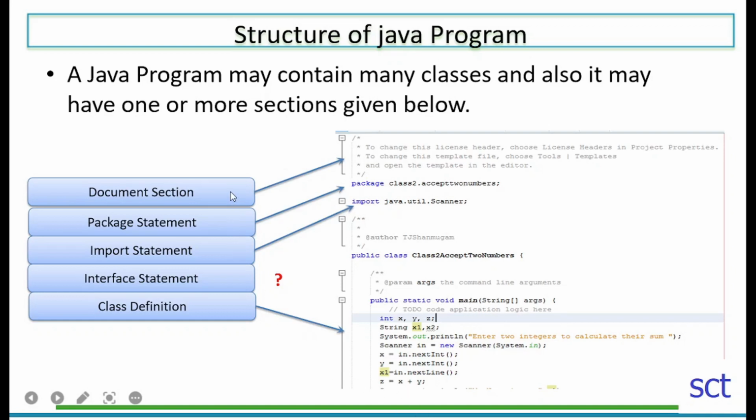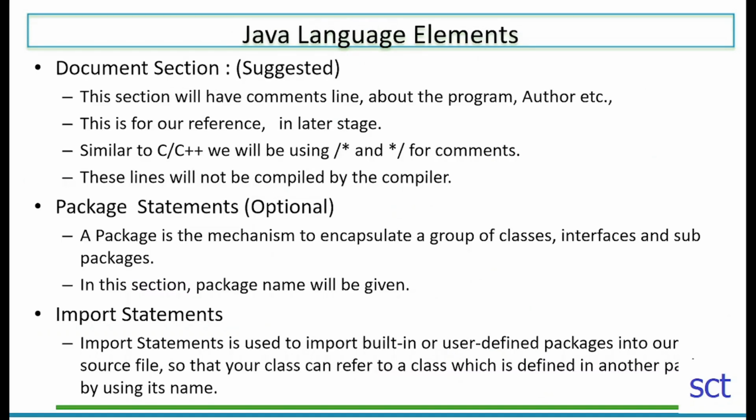So these are all the structure of a Java program: document section, packaging section, import statements, and interface statement. Of course, the interface statement is not written in this program. We will see about this one in future videos. And then next come the class definitions. So this is what I have explained here.